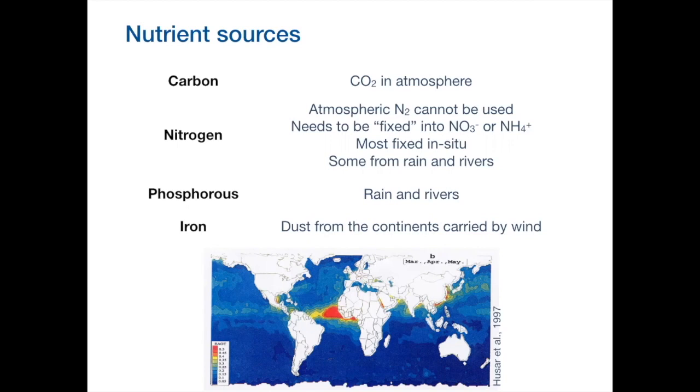Phosphorus comes from the process of rock weathering, so it enters the ocean via rain or via rivers. And iron, which is one of the micronutrients, comes from dust clouds from the continent, so primarily from the deserts of the world. Here, the red is high dust concentration, and the blues are very little dust concentration.